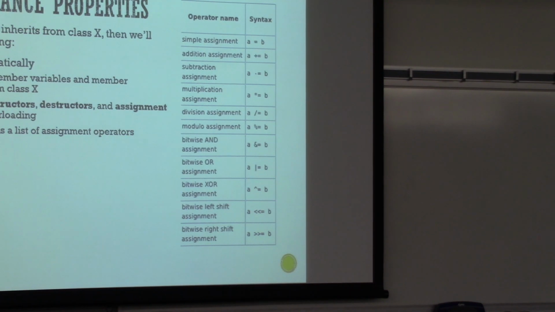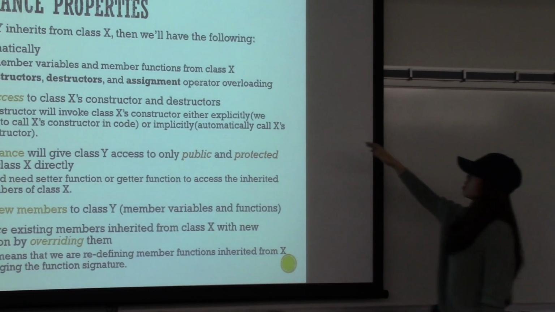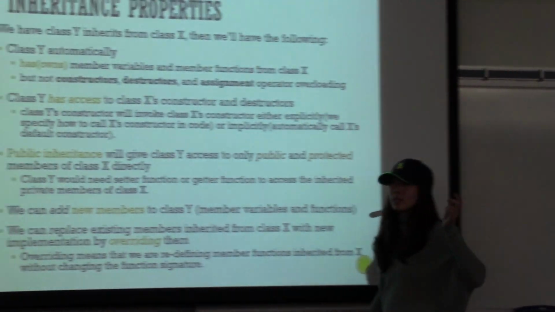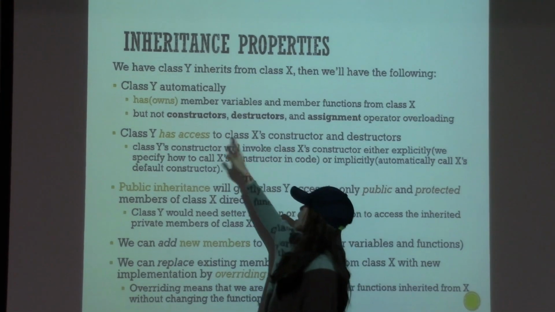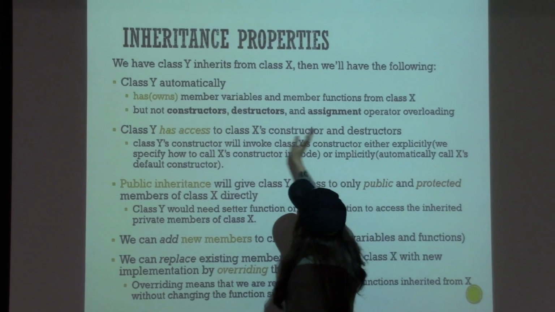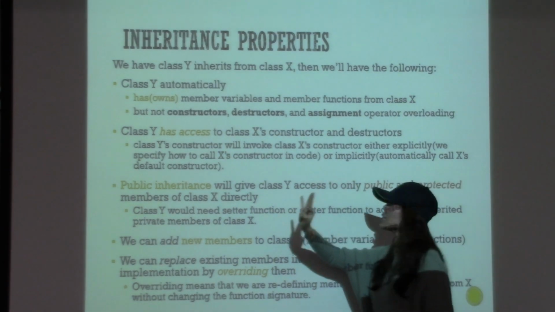All right, so that's the first part. This first part is basically the first bullet point. I'm showing you the rest because I don't have enough space to put it into the previous screenshot. The first one we talked about: Y automatically owns all the member variables and functions, not including constructor, destructor, and assignment. Yeah, we're good with that.